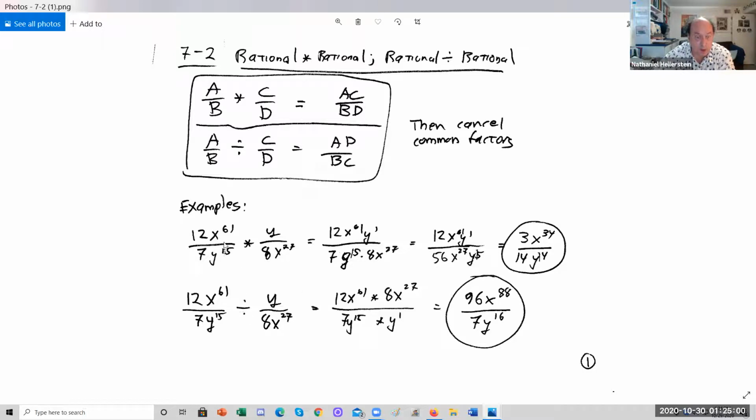Now these two same ratios, now divided. Now that means we have to flip this upside down. So you get 12x to the 61 times 8x to the 27 over 7x to the 15 times y to the first. All right, 12 times 8 over 7, that's 96 over 7. X to the 61, x to the 27 is x to the 88th. Y to the 15th, y to the 4th is y to the 16th. So this is 96 x to the 88th over 7 y to the 16th.